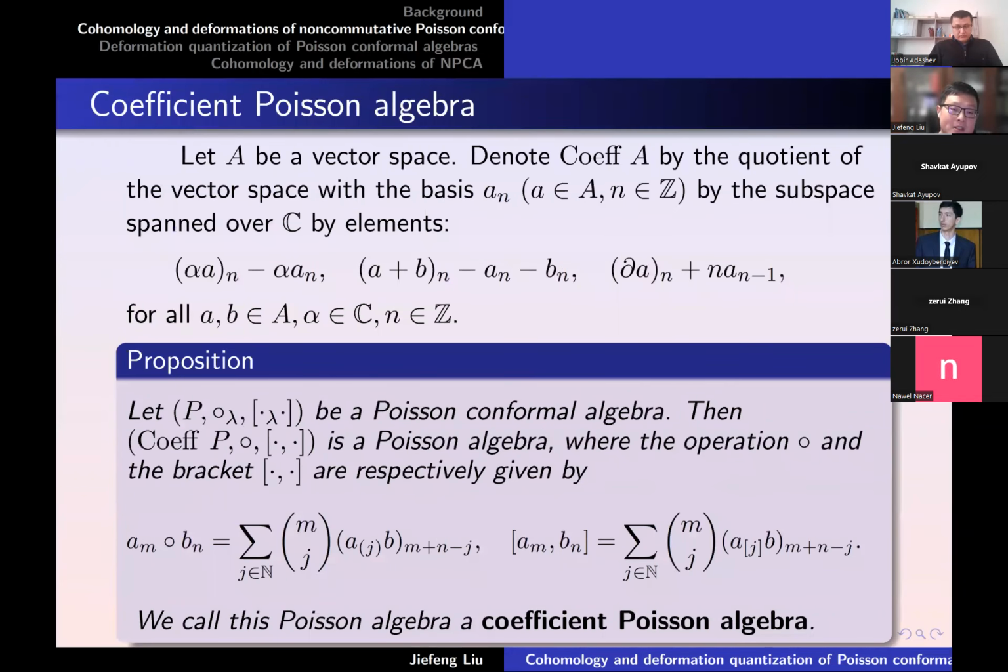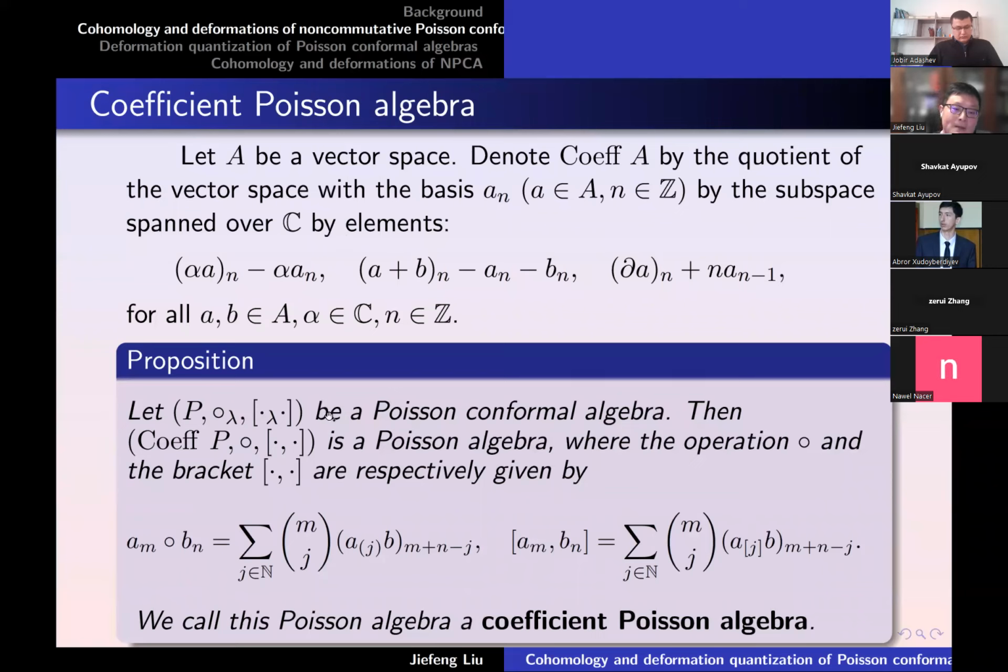We know that from a Lie conformal algebra, we can get a Lie algebra. Similarly, from a Poisson conformal algebra, we can also construct a Poisson algebra, which is called the coefficient Poisson algebra. Let A be a vector space. Denote by Coeff(A) the quotient of the vector space with basis a_n, where a is in A and n is an integer, by the subspace spanned over C by elements as follows.